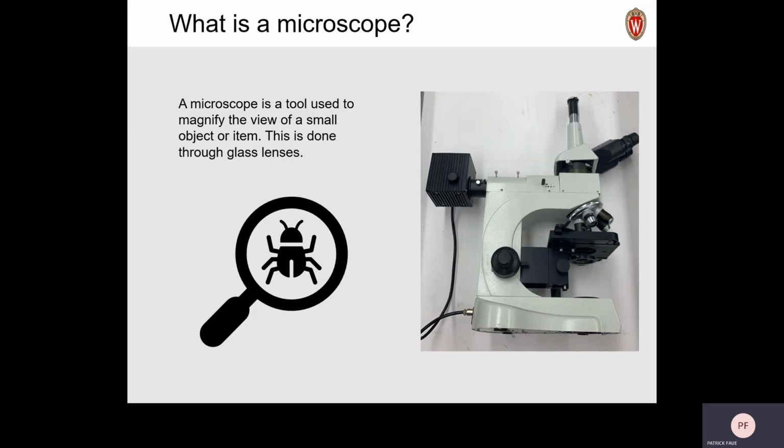So to start off with, what is a microscope? A microscope is simply a tool used to magnify the view of small objects or items, and this is usually done through glass lenses. The image on the left is just a simple magnifying glass, where as a kid you might have looked at a bug, for example. Either way, it allows you to view much smaller objects than what you could with your eye. A magnifying glass is a very simple microscope with just one lens.